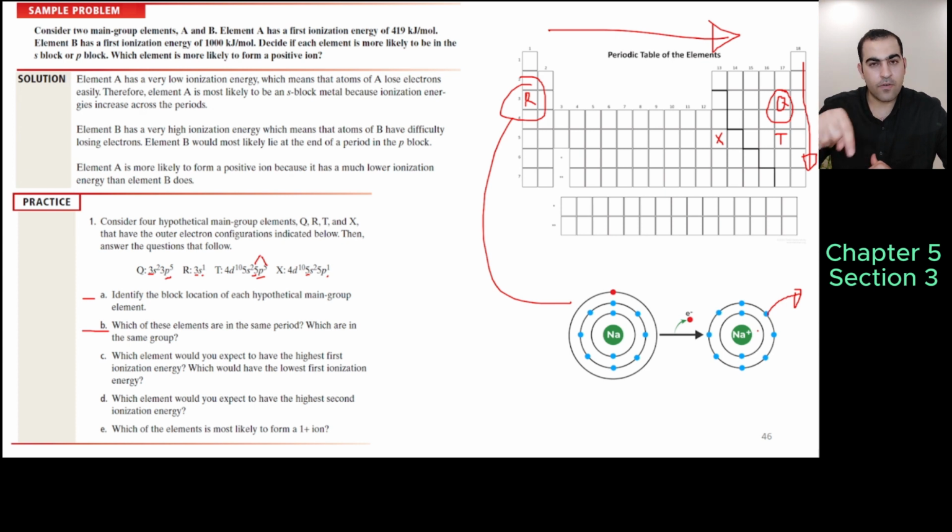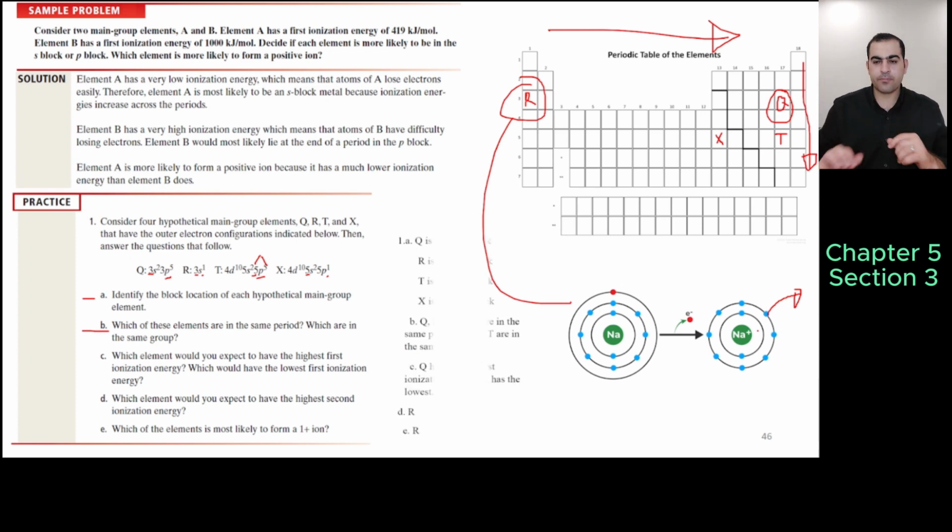Okay? Because of this. And which of the elements is most likely to form a 1 positive ion? Again, R, sodium. Because in sodium's atomic structure, it has only 1 valence electron. It's in the S block, and so it has the lowest ionization energy. That's why it's more likely to form a 1 positive ion.